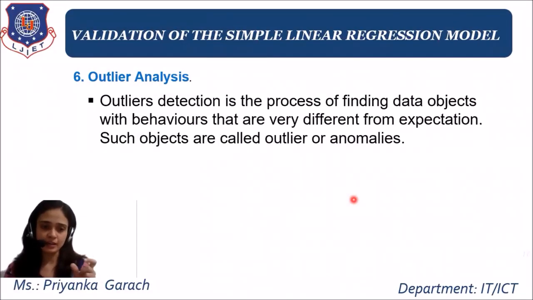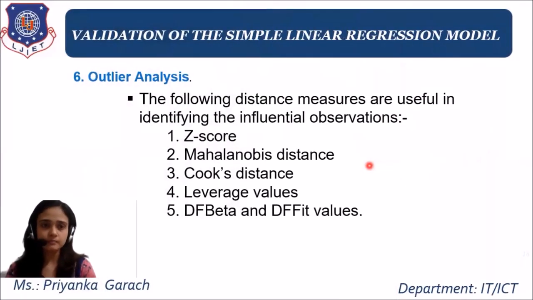Outlier detection is the process of finding data objects with behaviors that are very different from the expectation. What we are expecting is that our data points should fall in a particular pattern, but they are not falling. They are very far from that particular pattern. That is what outlier detection means. Such objects which are very far from our general pattern are called outliers, or we can also call them anomalies.